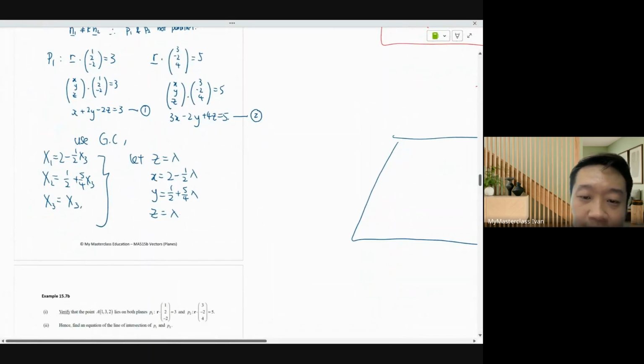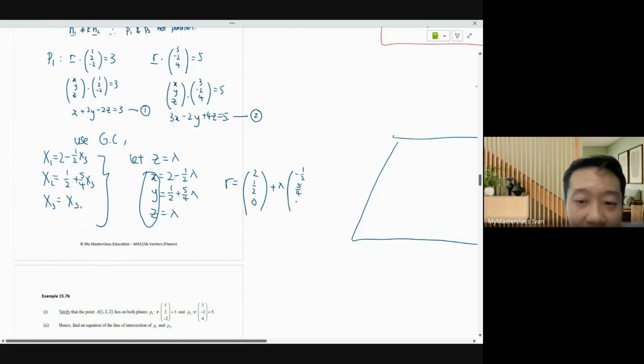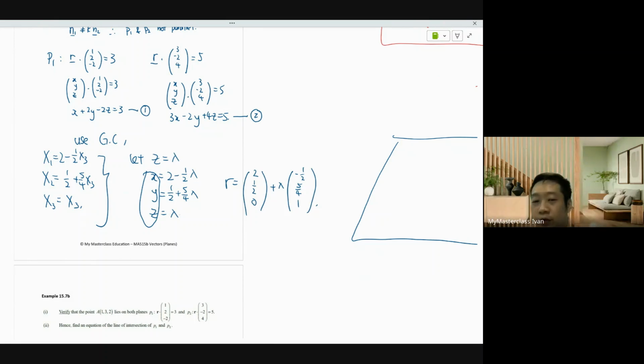And how do you form this into a line? Remember, x, y, z means r. So r equals (2, half, 0) plus lambda (-half, 5 over 4, 1). So this is the intersection between two planes. Next time, if you're confused, just take two papers, put them together, and see what you get as the intersection. The answer is that the intersection is a line.